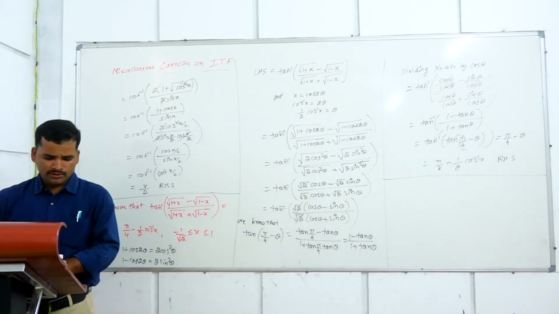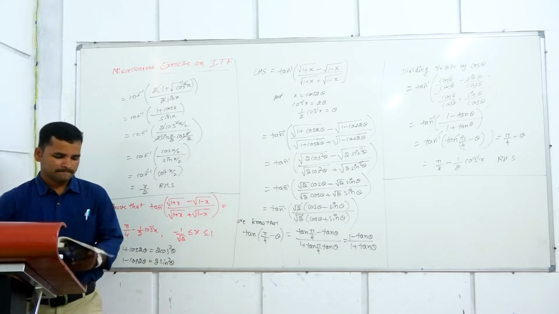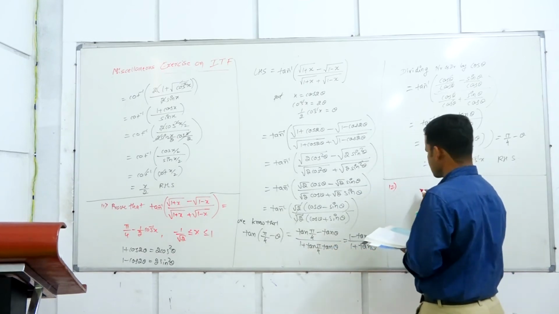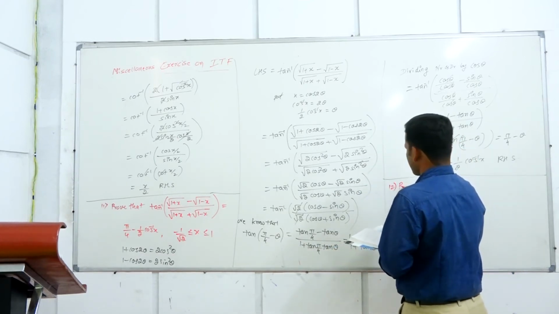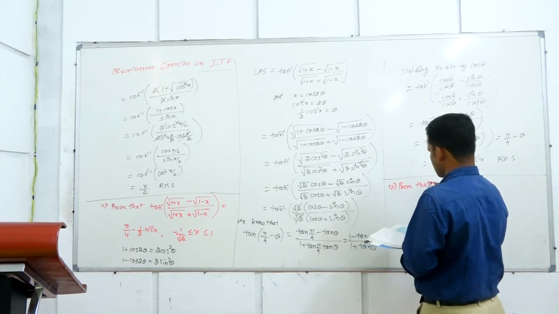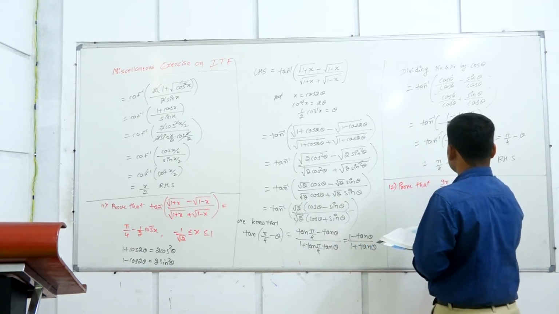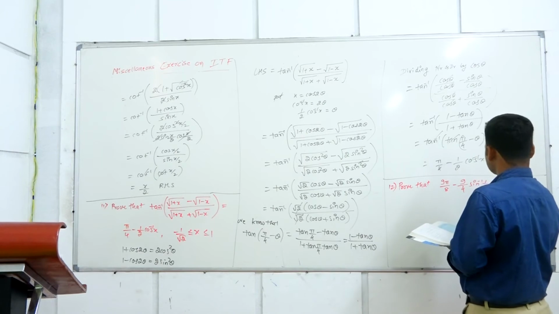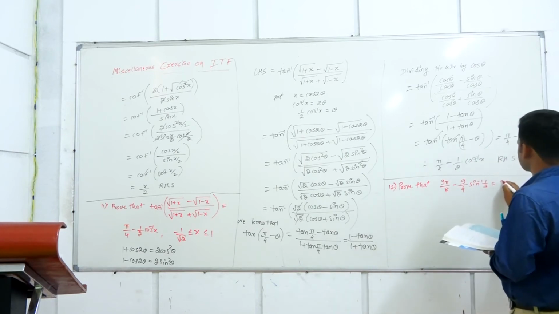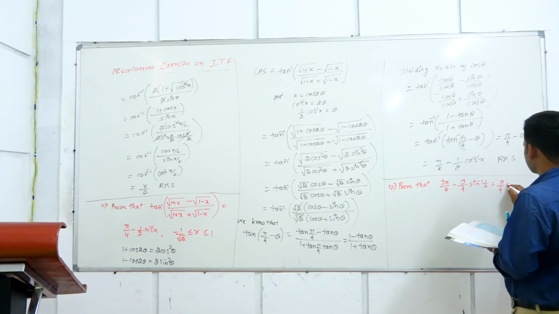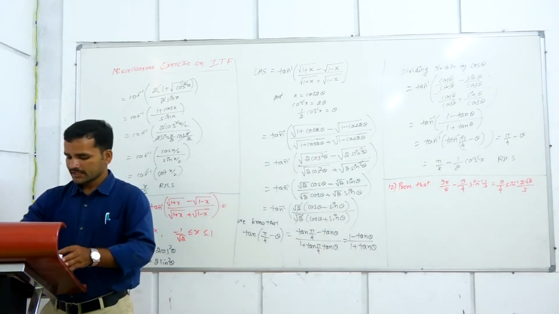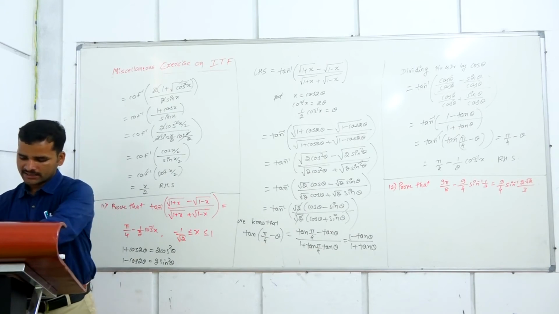Going to problem number 12 here. Problem number 12 in the miscellaneous exercise. Prove that 9 pi by 8 minus 9 by 4 into sin inverse of 1 by 3 is equal to 9 by 4 into sin inverse of 2 into root 2 by 3. That one we need to prove. Okay, we will take LHS.